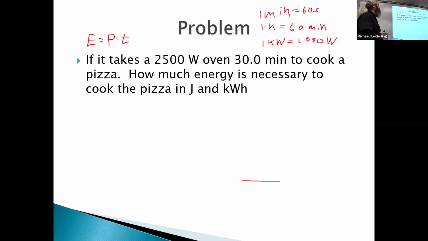If it takes a 2,500 watt oven 30 minutes to cook a pizza, how much energy is necessary to cook the pizza in joules and in kilowatt hours? And there are some conversion factors here. 1 minute is 60 seconds. 1 hour is 60 minutes. 1 kilowatt is 1,000 watts.